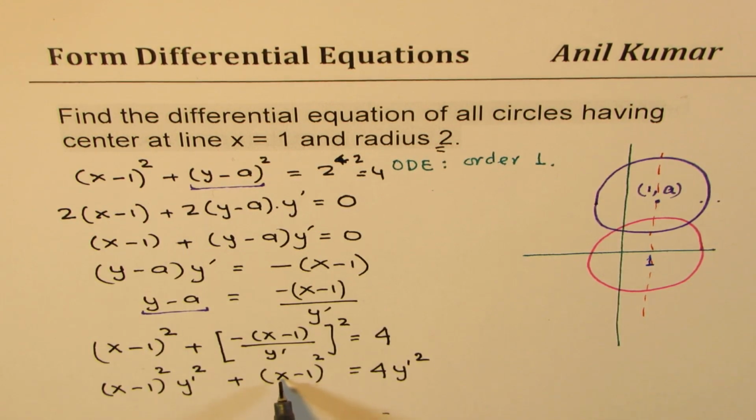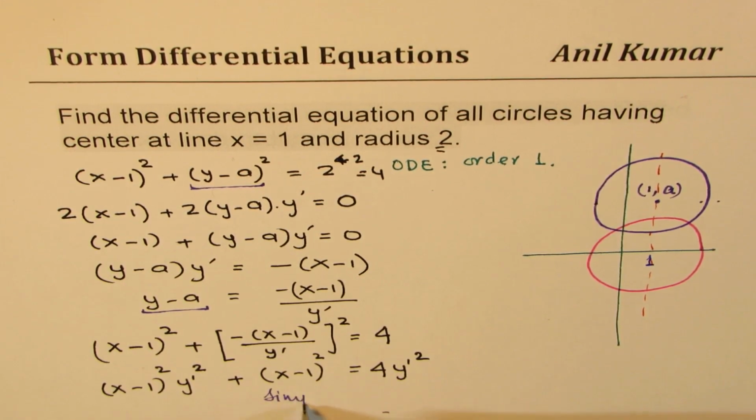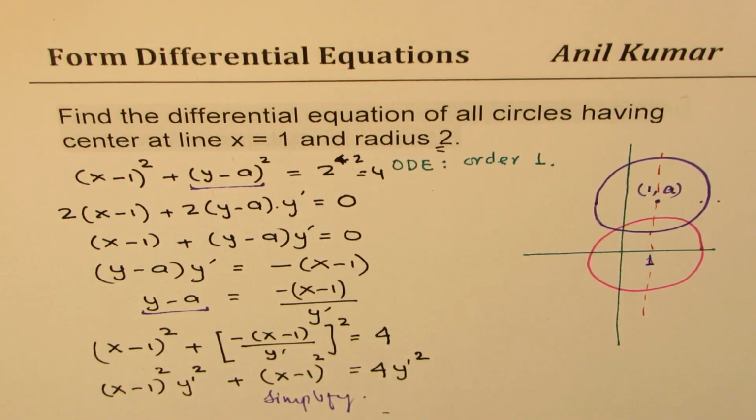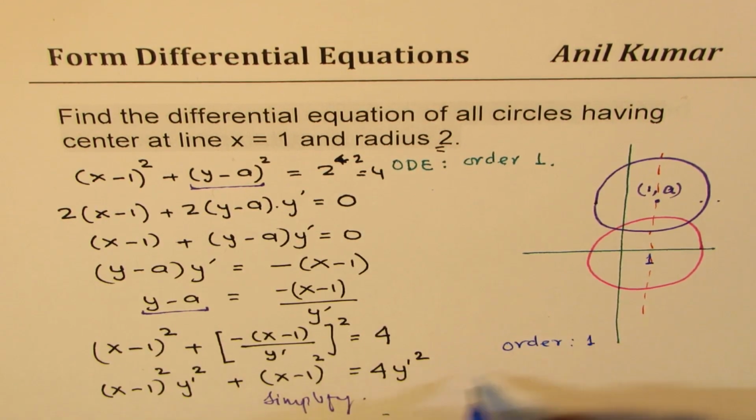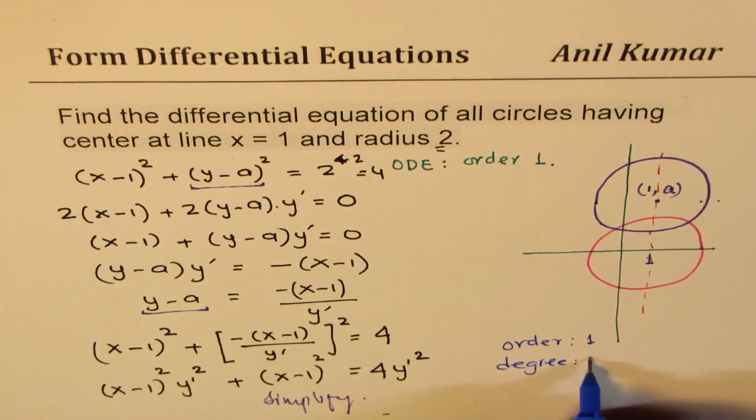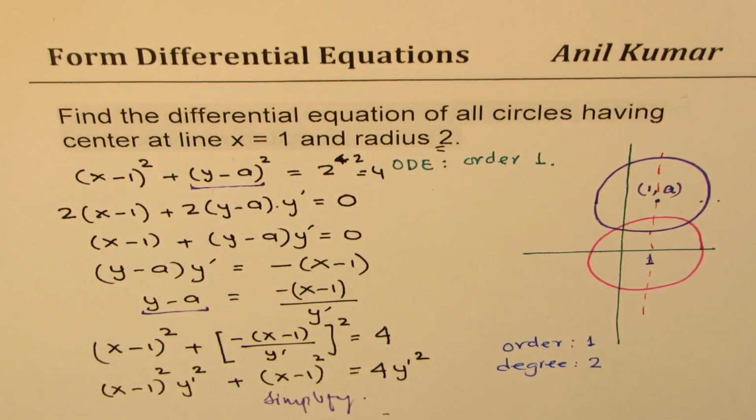You do see x minus 1 is a common term, so I'll leave it here for you to simplify. Let me write here, simplify, and write your answer. But what you notice here is that we got order 1, and what is the degree? Degree is 2 for this ordinary differential equation, correct?